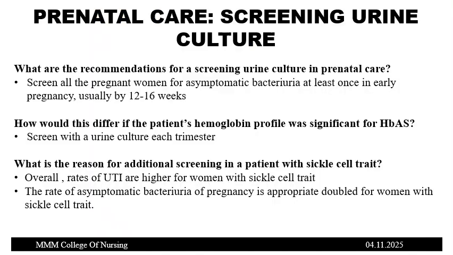If we take HbA, what is HbA? It is hemoglobin A, which is responsible for carrying oxygen. It is found in all adult hemoglobin and carries oxygen to the entire body. So if the patient has something abnormal with the hemoglobin profile, then we have to do screening for urine culture each trimester. Similarly, the percentage of asymptomatic bacteriuria, a urinary tract infection, is doubled for women with sickle cell trait.